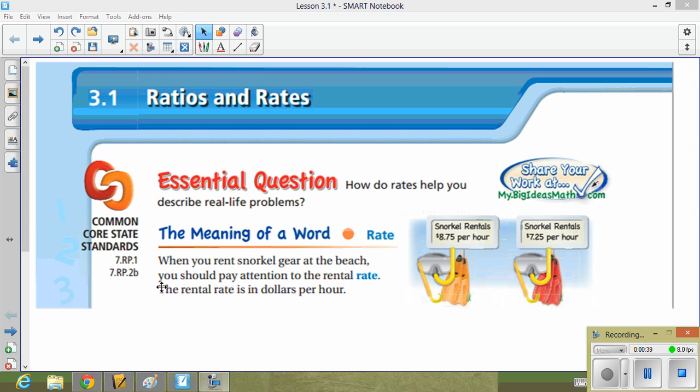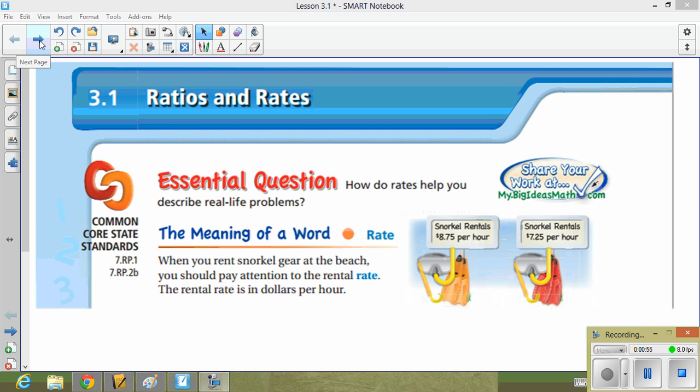So we're going to take a look at the meaning of the word rate. When you rent snorkel gear at the beach, you should pay attention to the rental rate. What does that mean? It means how much you are paying per hour. So the rental rate is in dollars per hour.